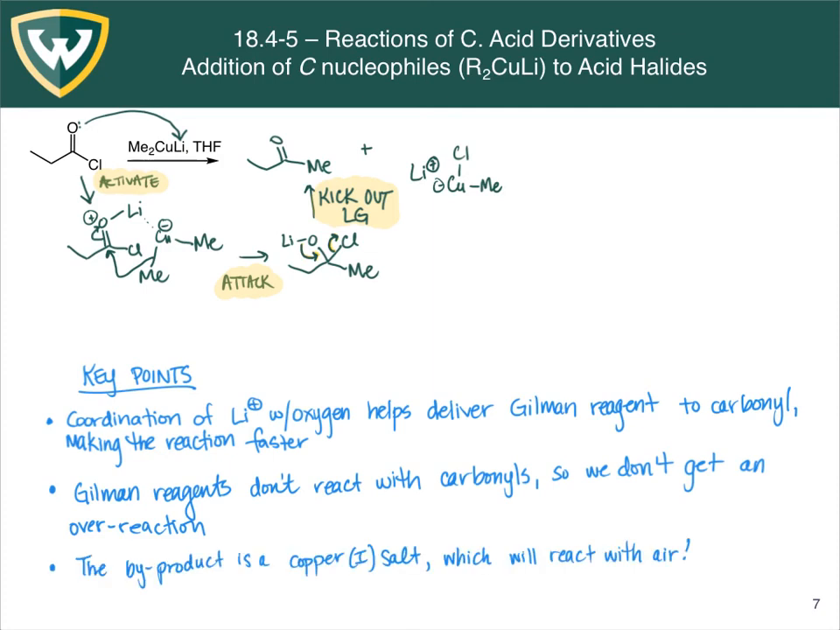The last point is that the byproduct is a copper(I) salt, which will react with air. And so if you're ever doing this in the lab for real, you want to keep that in mind and not do things like use air to dry your flash column that has copper salts on it, because I can tell you from experience, you might blow up that flash column and end up with pieces of glass in the hood behind yours.